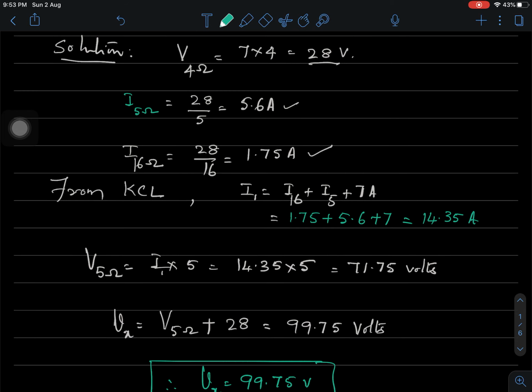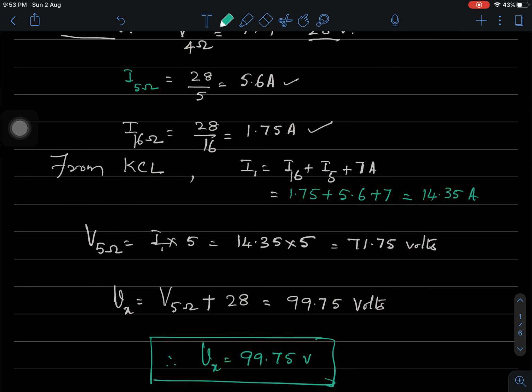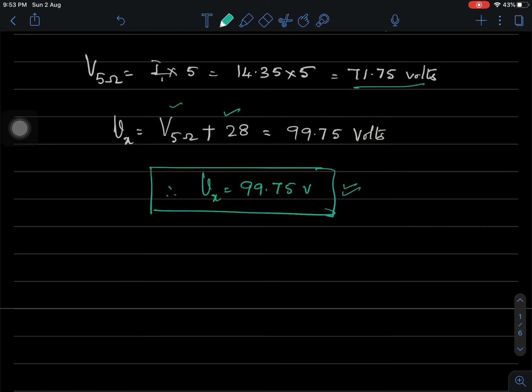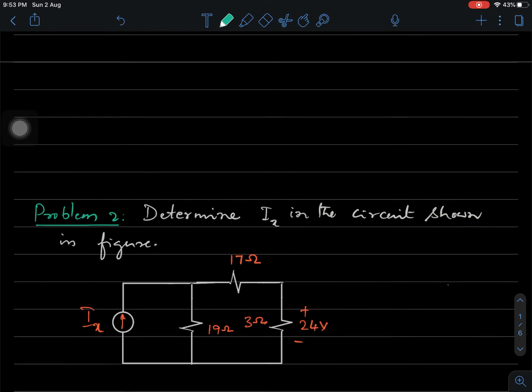Having found this current, we were able to get the potential difference across 5 ohm to be 5 into 14.35, which comes out to be so many volts, and adding the two potential differences, I would get Vx to be 99.75 volt, and this would complete the problem. Okay, so let's see how we do a second problem.